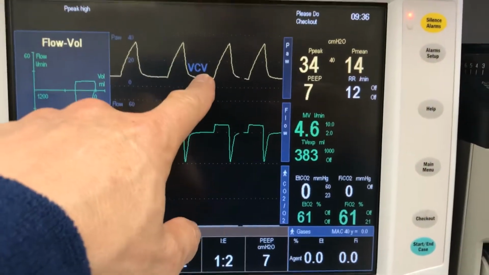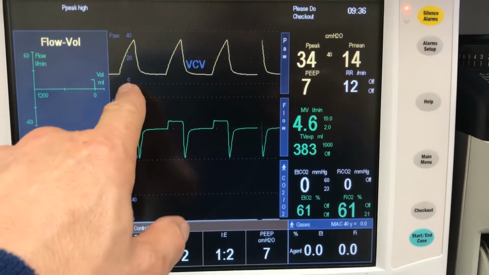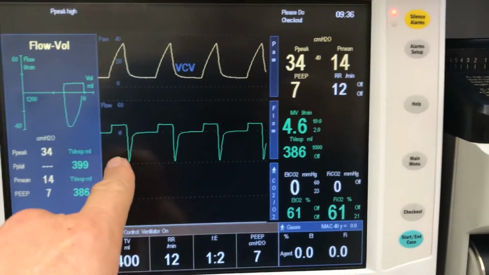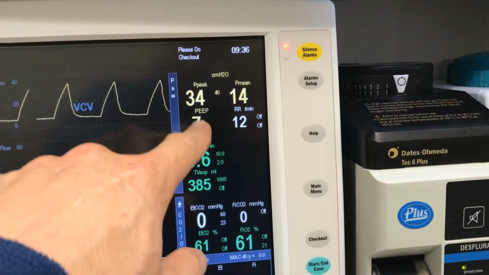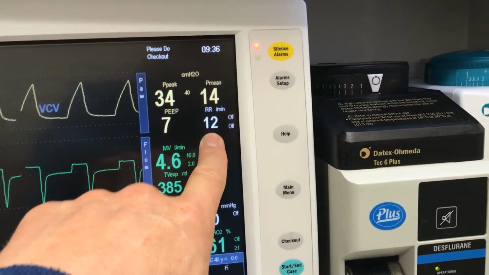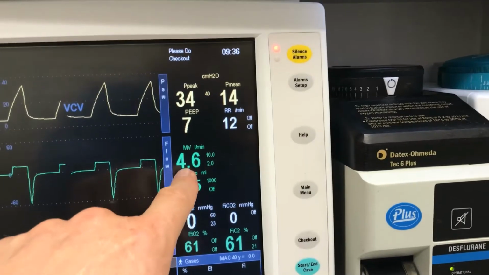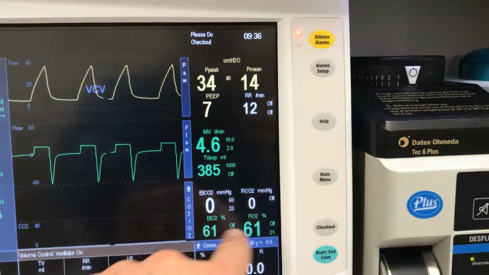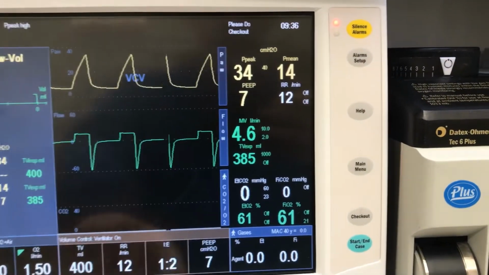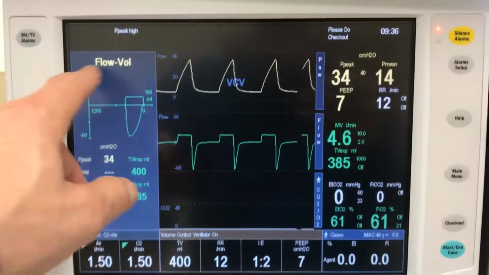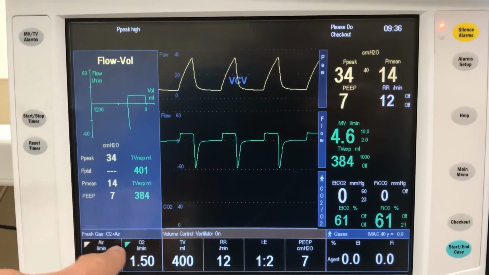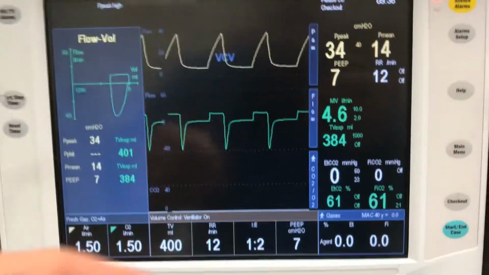This will tell the mode. We're in volume control ventilation. This is airway pressure. This is our inspiratory and expiratory flow, our peak airway pressure, our PEEP, our respiratory rate, our mean pressure, our minute ventilation, total volume, inspired and expired. These are the settings. These are the actual delivered results. We do have the ability to put up flow volume loops as well as pressure volume loops.